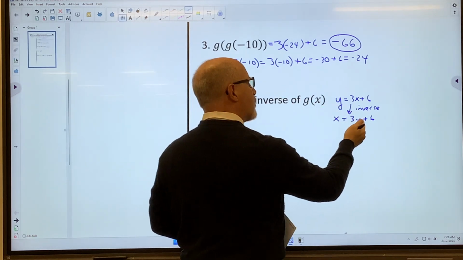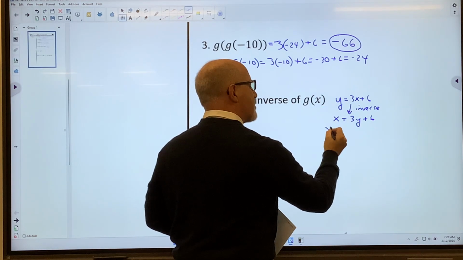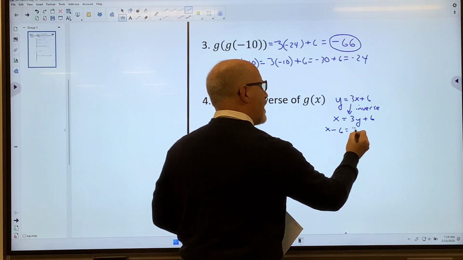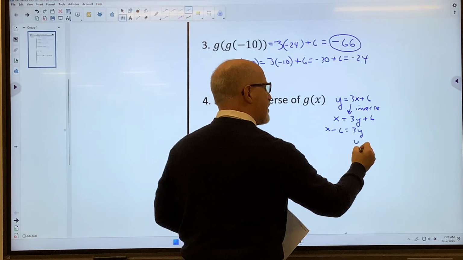Now I'm going to solve for y. So I'm going to subtract 6 from both sides to get at that y and divide everything by 3.